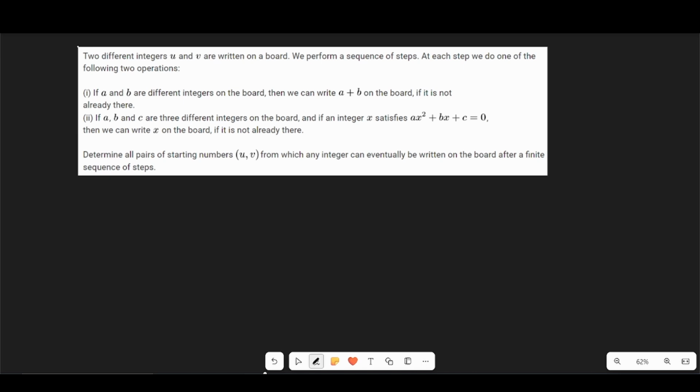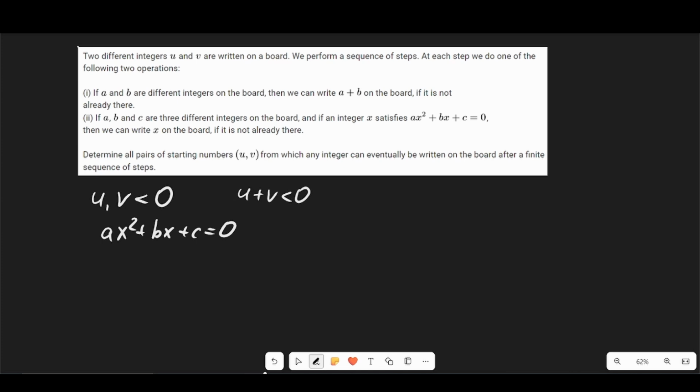For the first operation, at least notice that if u and v are both negative numbers, after applying the first step, u plus v will also be negative. And by using the first operation, we cannot get any positive integer. And if you look at the second operation, ax squared plus bx plus c, this cannot have any positive root.